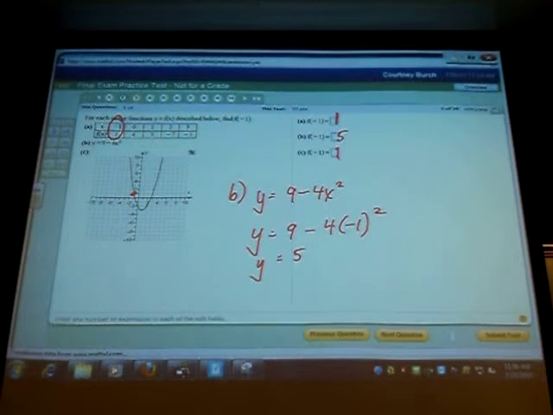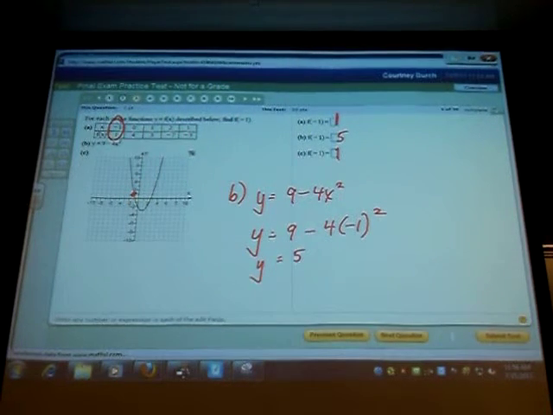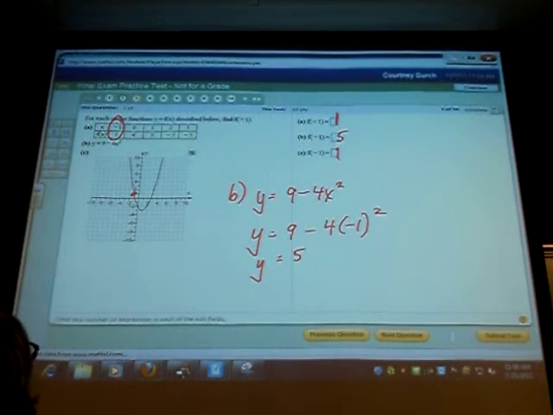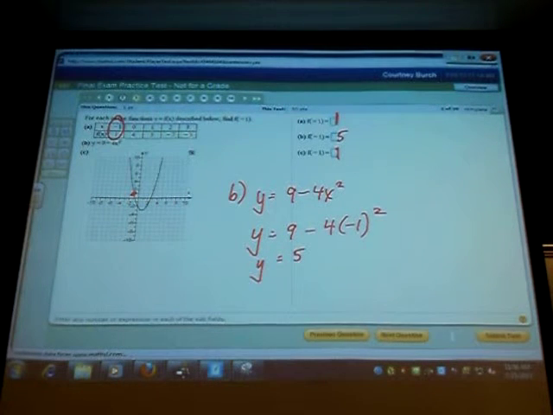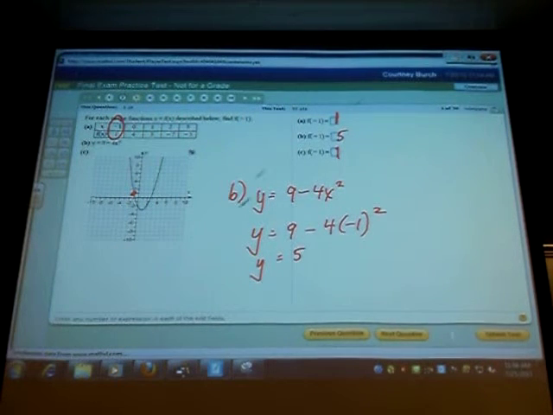On mine, it looks like negative 1, but once I zoom in, I actually see it's 2. Okay. Now, on the next one, hold on, let's finish this one before we go to the next.